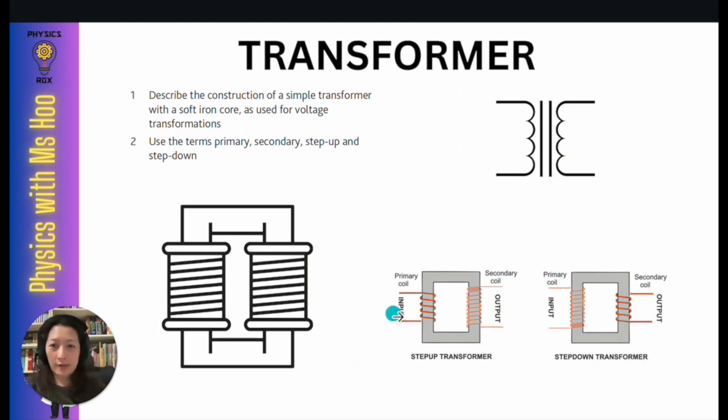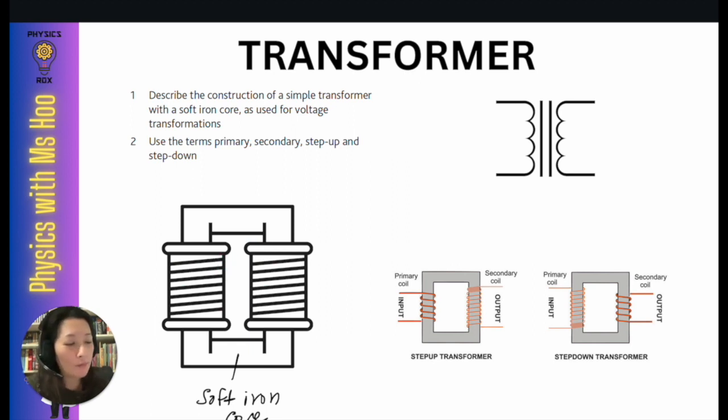Now, for transformers, you need to be able to describe the construction of a simple transformer with a soft iron core as used for voltage transformations. So for transformers, you have to be aware that there are 3 main parts in a transformer. We have the soft iron core, which is usually in a square with a hole in it, and on both sides of this soft iron core there will be 2 coils.